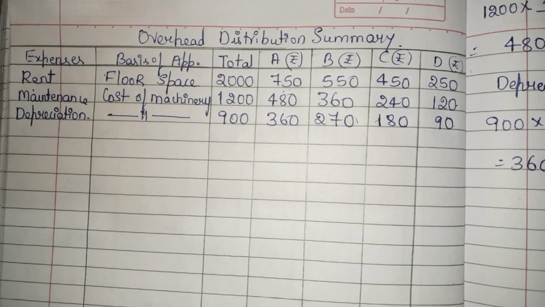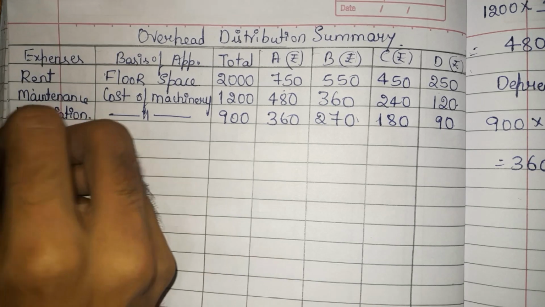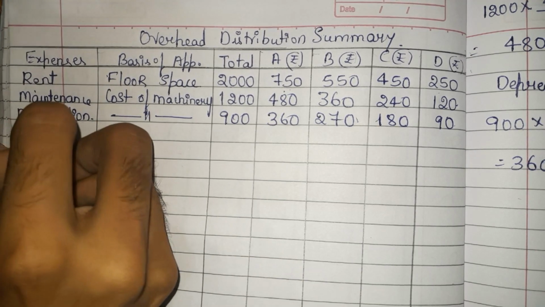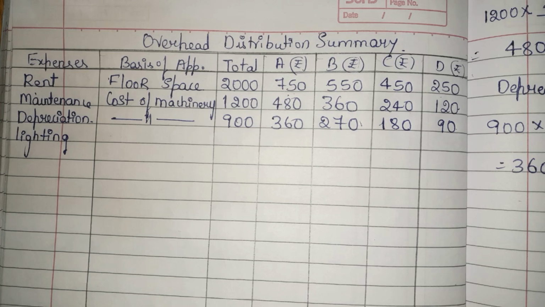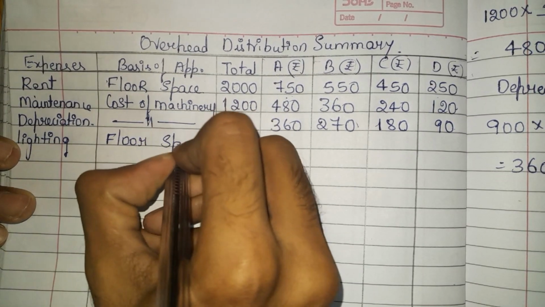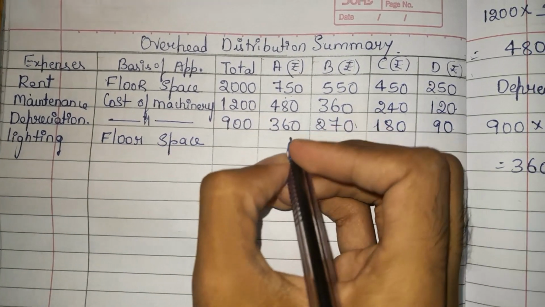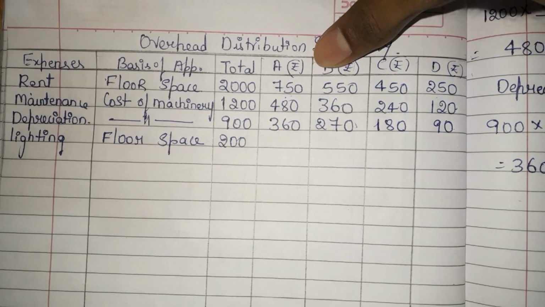Next, what are we having in the question? In the question, we are having lighting. Now, lighting on what basis will we do? First basis is on the number of lighting points. But in the question, they have not given us the number of lighting points. But they have given floor space. So based on the floor space, we can calculate. So the basis is floor space. So what is the total amount of lighting? The total amount of lighting is 200 rupees.